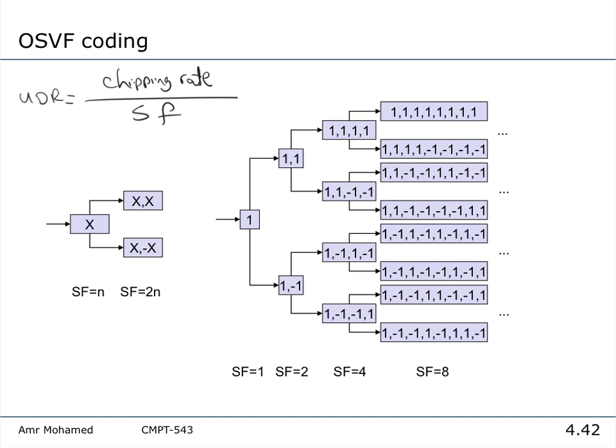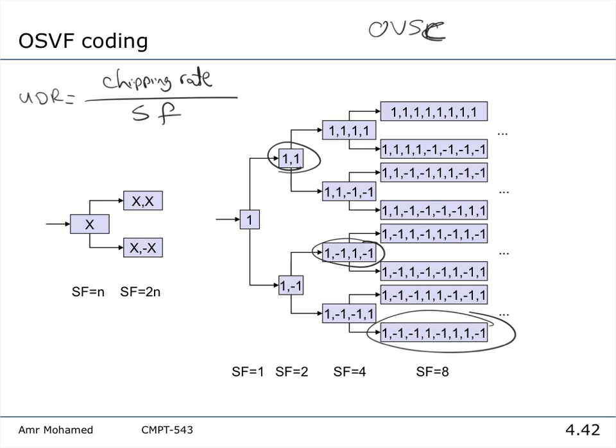And for the spreading factor, you can use a different spreading factor for each user. This is what we call orthogonal variable spreading codes. Okay? So, for example, one user can use this code, and another user can use this code, and another user can use this code.